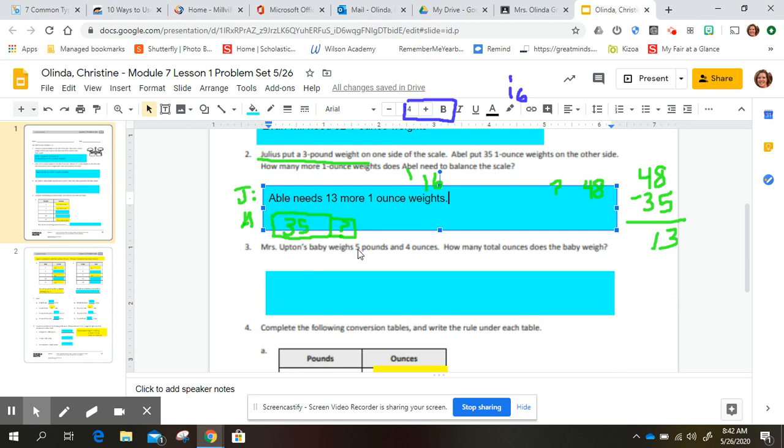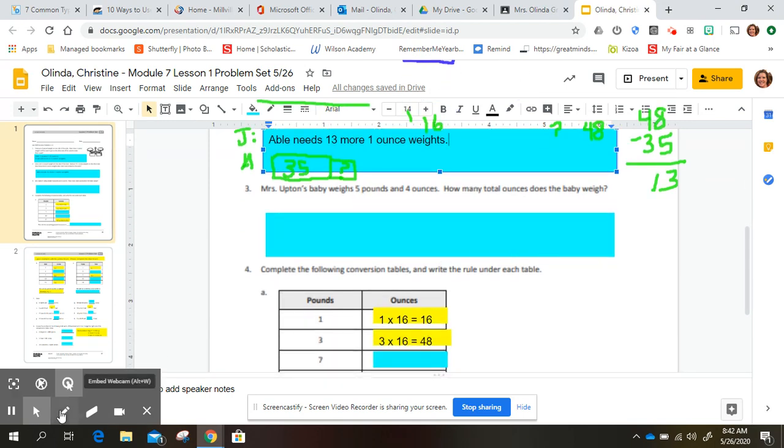Mrs. Upton's baby weighs 5 pounds and 4 ounces. How many total ounces does the baby weigh? Well, in my tape diagram, I would have to have 5 boxes for 5 pounds. And in each box, I know it's 16. And then I had that extra 4 ounces. So that's a very small part of the box over here with a 4.